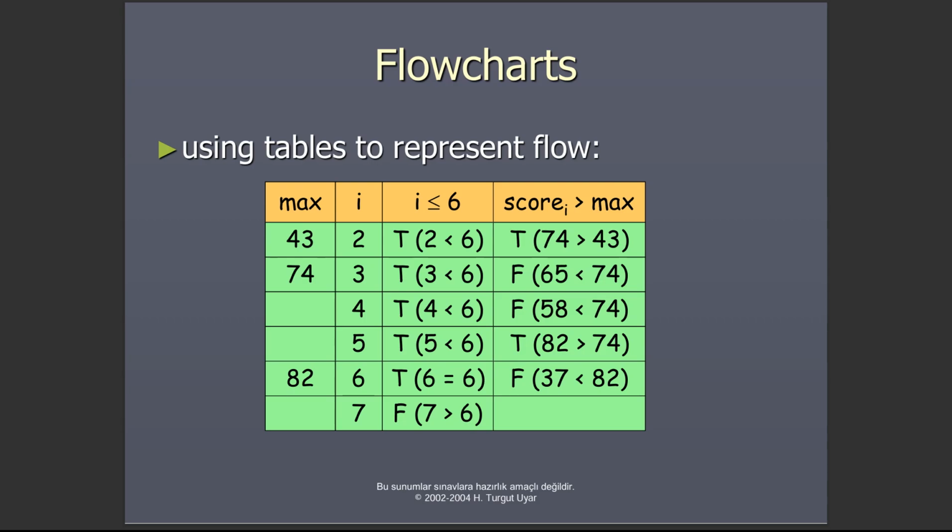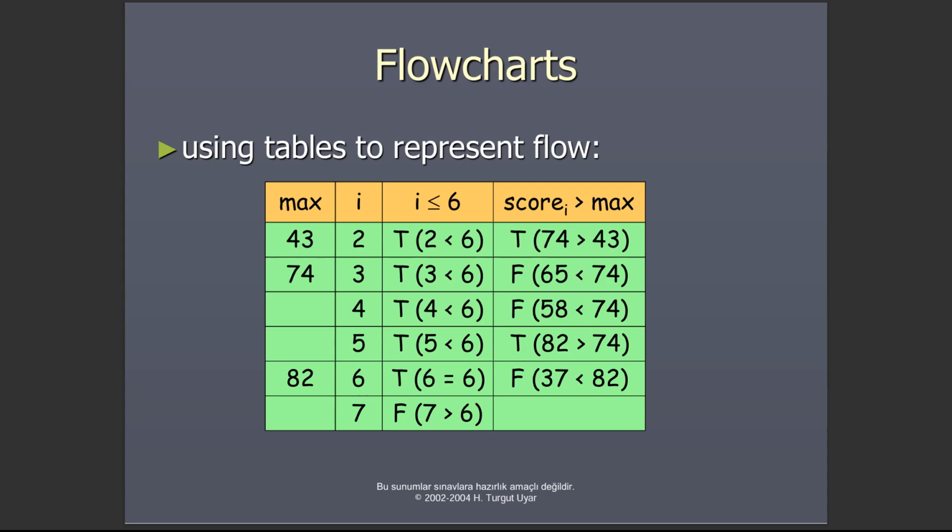And table representation. Another way to understand how our algorithm works is by using a table. This table shows us exactly what happens at each step. The first column shows us the count. The second column shows if the score we are looking at is bigger than our current maximum, and the last column shows our current maximum value.